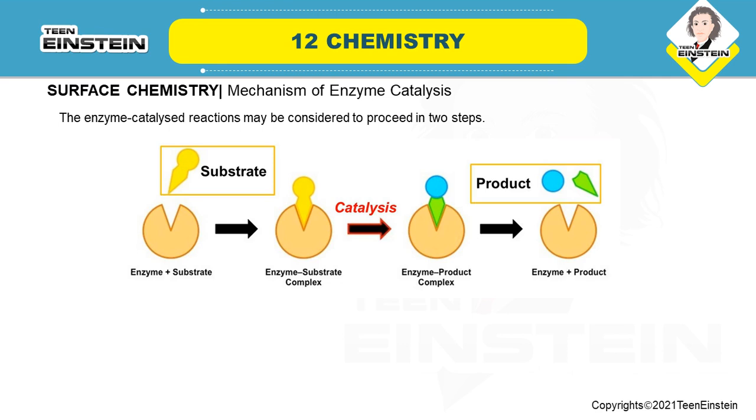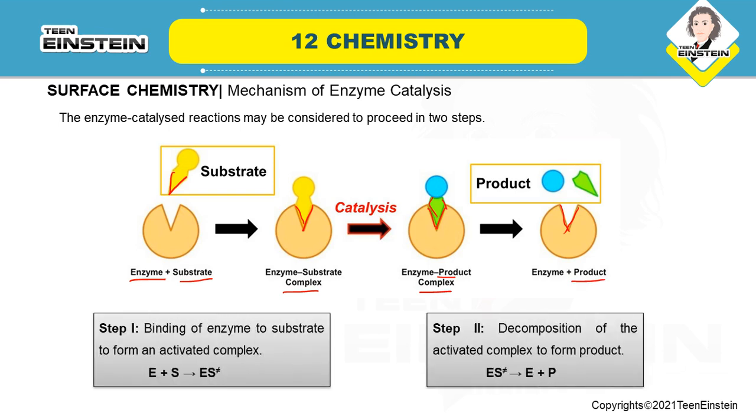Mechanism of enzyme catalysis. So in enzyme catalyzed reactions, there are mainly two steps. So first, enzyme plus substrate. This is the substrate with complementary shape. Enzyme substrate complex. Once it is inserted here, now it is enzyme substrate complex. Now the catalysis is going on. Now it is changed to some other molecule. You can understand from the color change. So it is now enzyme product complex, not substrate complex. And finally the product will be removed. So the enzyme is free again. Another substrate can be inserted here. So it is now enzyme and product.